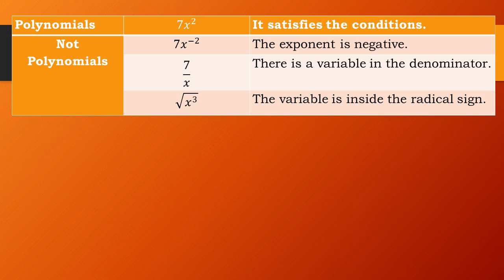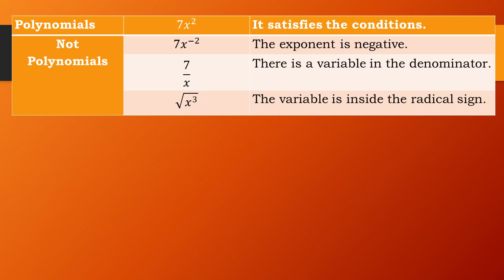Next expression is 7 over x. There is a variable in the denominator, so this is not a polynomial. Last expression is square root of x cubed. The variable is inside the radical sign, so it is not a polynomial.